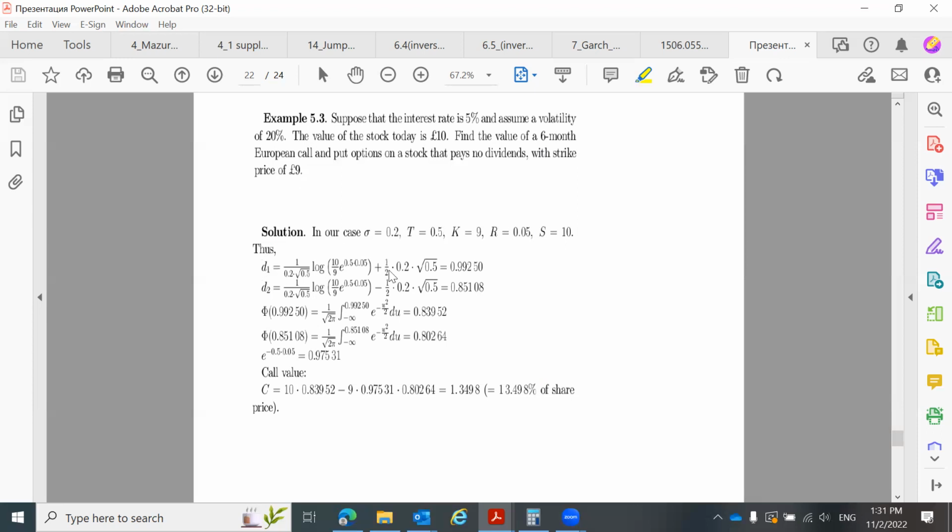After that, we can compute d1, d2, and find the normal distribution for this and for this. We can use the formula, we can use Excel, we can use Python for this. And after that, we substitute all this in the formula, and you see that the fair price is 1.3498. And after that, we can compare this fair price and the premium on the market, and after that make a decision.